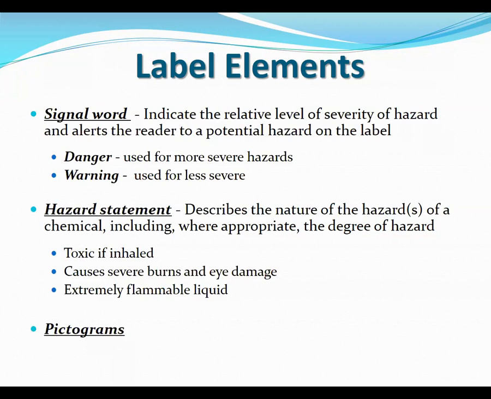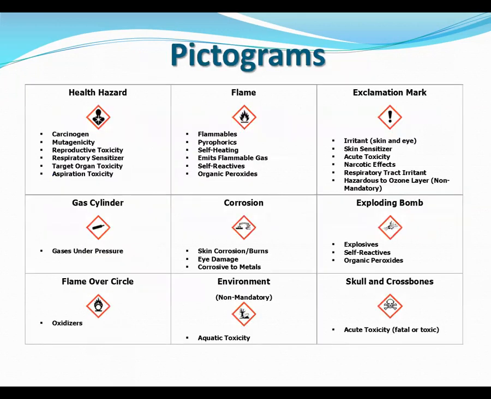Next, you'll have your pictogram. There's 9 pictograms, all of which we've gone over except for one, I believe. Your first is your health hazards. Again, this is the human silhouette with a star on the chest. Your flame hazards, which is a flame over a bar. Exclamation mark hazards. Again, these are your irritants, and it's just an exclamation mark. Gas cylinders or gases under pressure.